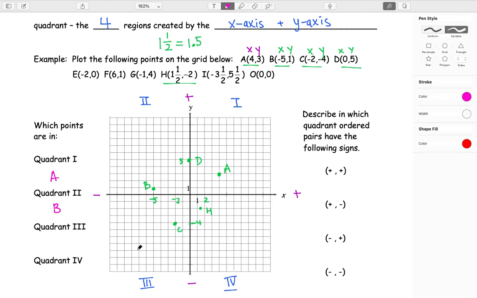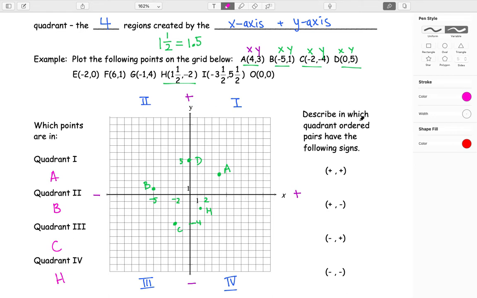And for quadrant 3, we have C. And quadrant 4, we have H. Okay. Now, if you take a look at point D, it is not in any of quadrant 2 or 1. It's right in the middle. So we cannot say it's in these quadrants because it's right on the axis.